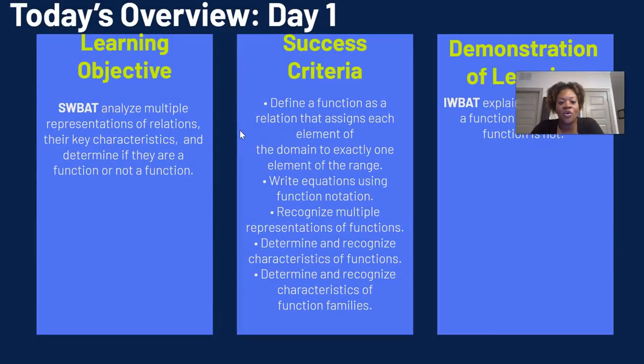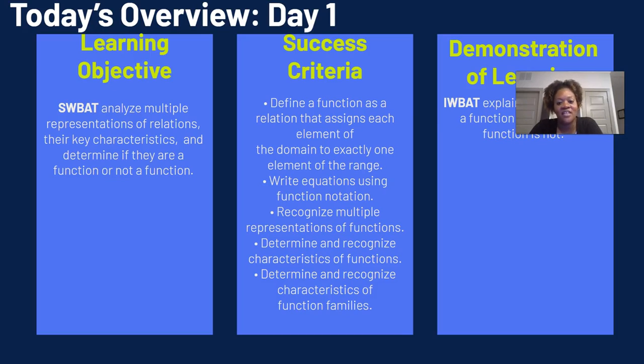Now we're going to look at today's overview. Our learning objective is students will be able to analyze multiple representations of relations, their key characteristics, and determine if they are a function or not a function. Our demonstration of learning is I will be able to explain in writing what a function is and what a function is not. So how do we make sure we get there?